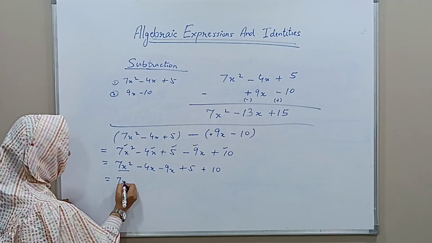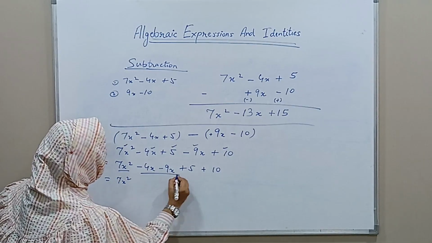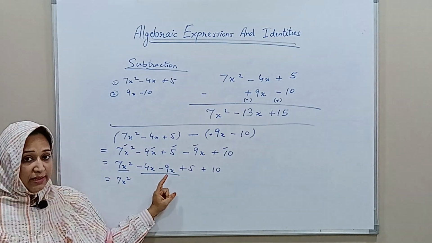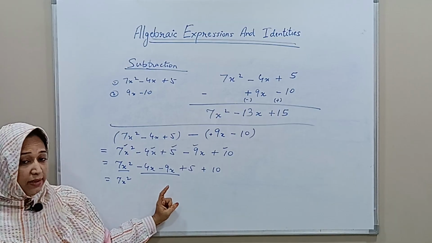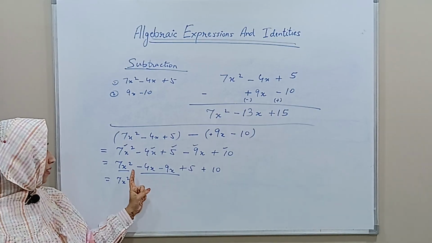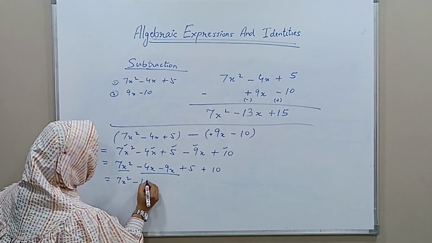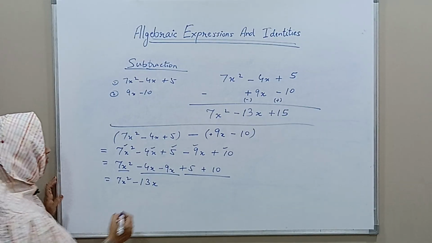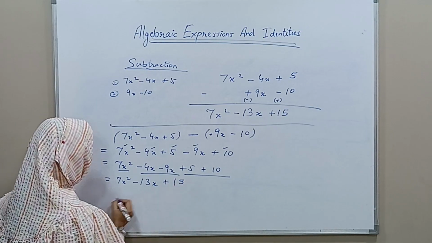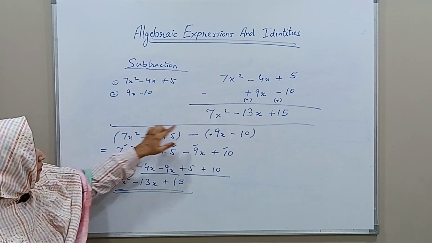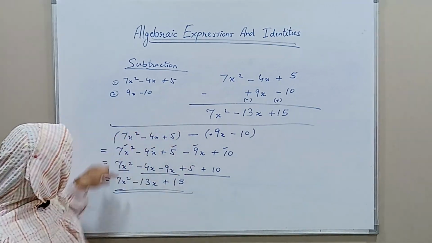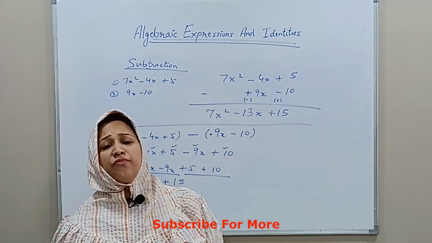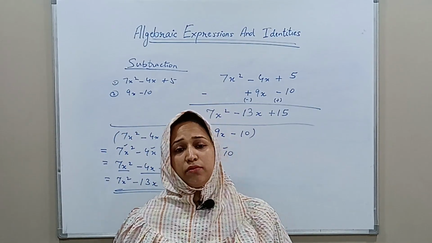7x square is alone, it will come as it is. These are like terms, minus 4x, minus 9x. The signs are same, minus, minus, so we will add them. So 4 plus 9 is 13 and the sign will be minus. So minus 13x. And these are like terms, plus 5 plus 10. So 5 plus 10 is 15, plus 15. This is your final answer. We get the same answer by both the methods. Okay, so 7x square minus 13x plus 15. Whichever way is convenient for you, you can use that way and do the solution.